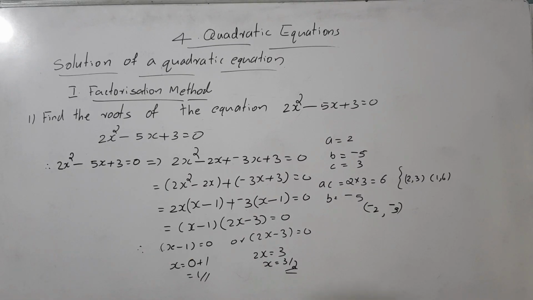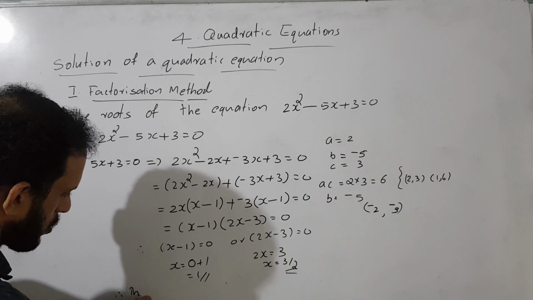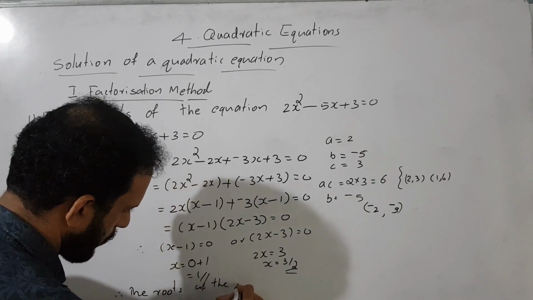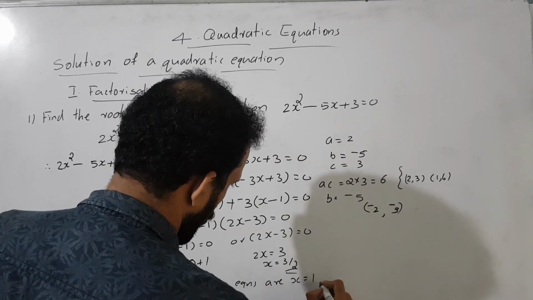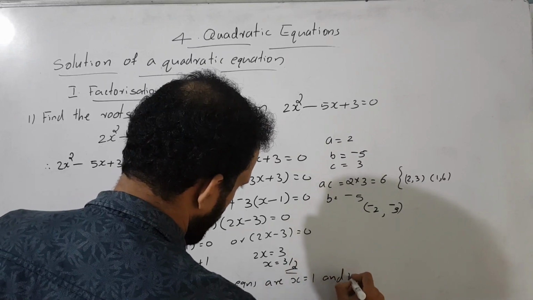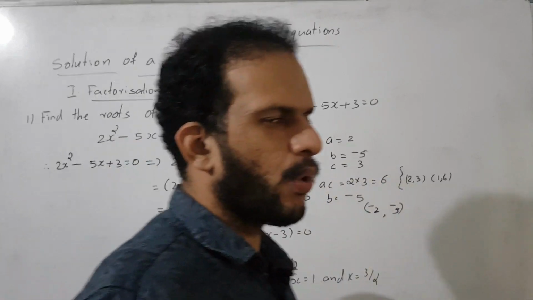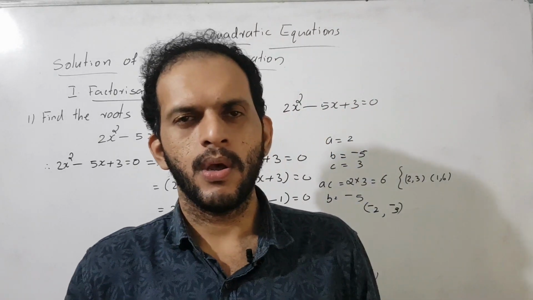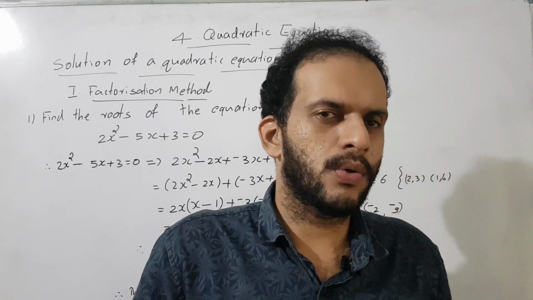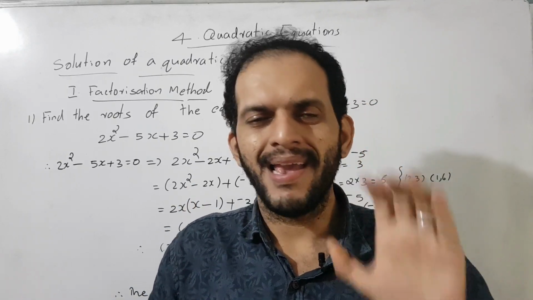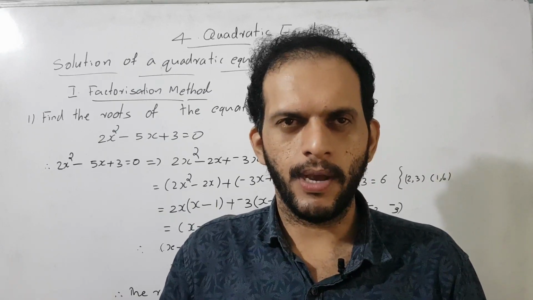So we conclude, therefore the roots of the equations are x is equal to 1 and x is equal to 3 by 2. Okay, here we got the two solutions of this quadratic equation, or two zeros of this quadratic equation, or two roots of the quadratic equation. What are they? X is equal to 1 and x is equal to 3 by 2.